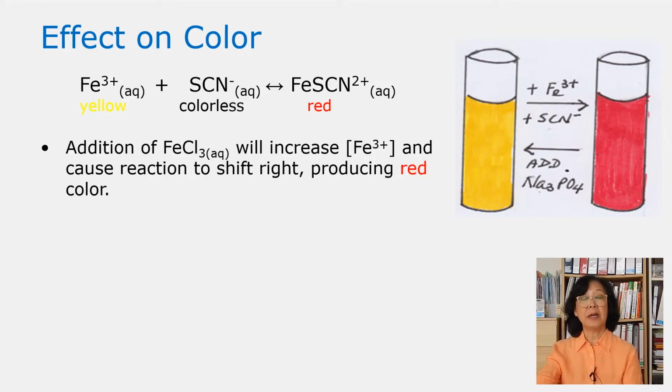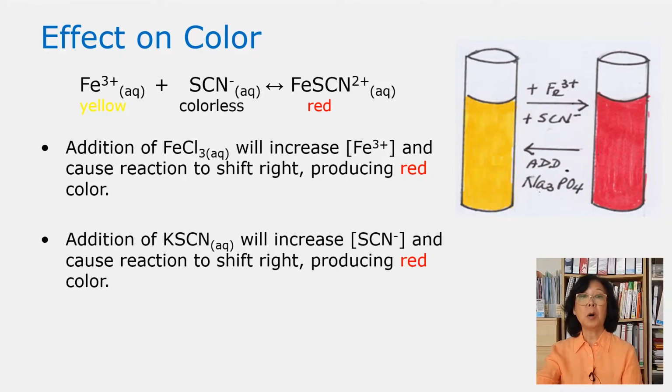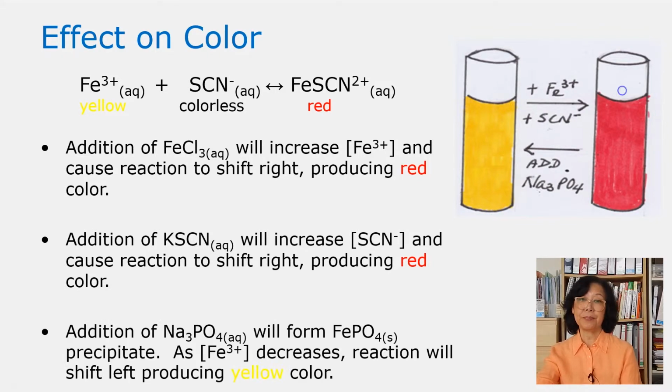Adding more iron chloride solution will increase the iron 3 plus ion concentration and cause the reaction to shift right, making the red color. Or adding more potassium thiocyanate will also have a similar effect of shifting equilibrium to the right, making the color red.